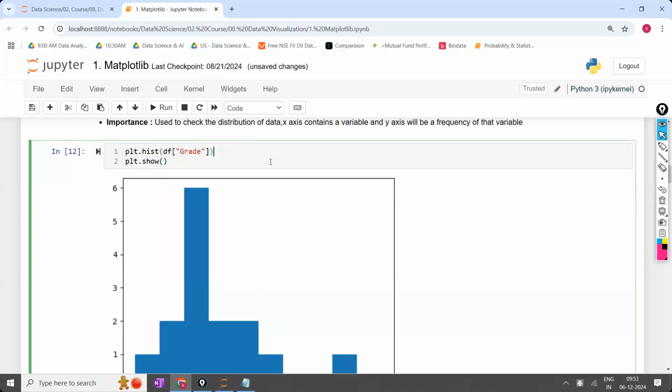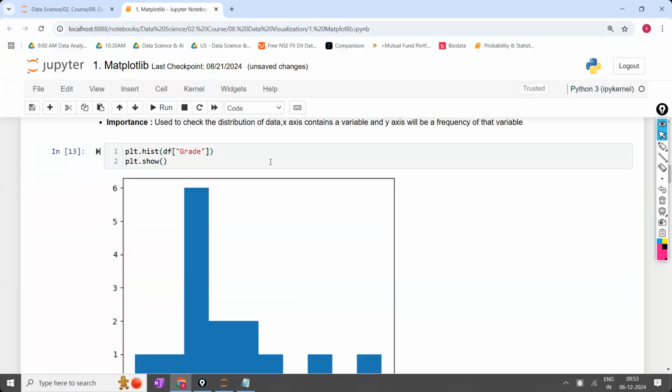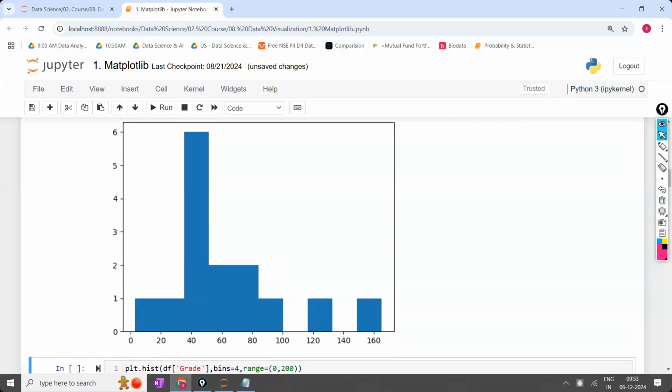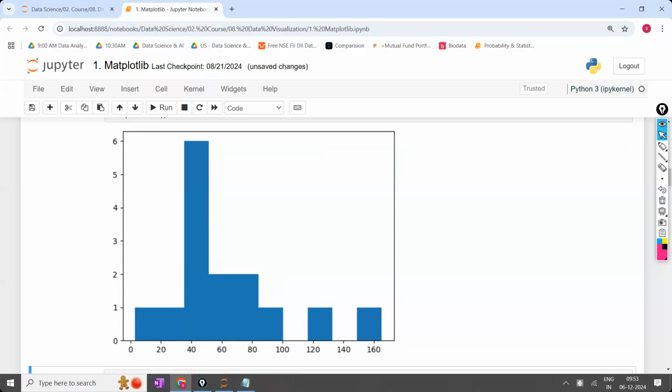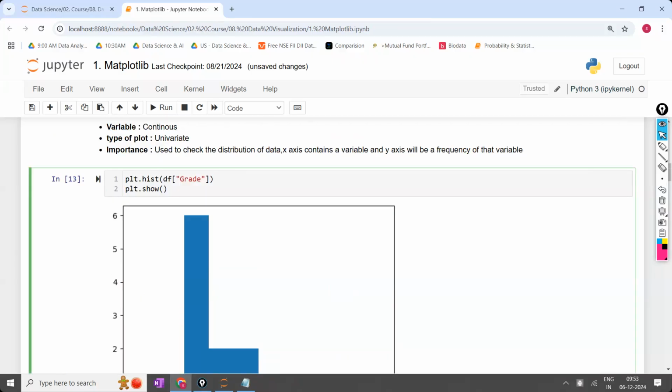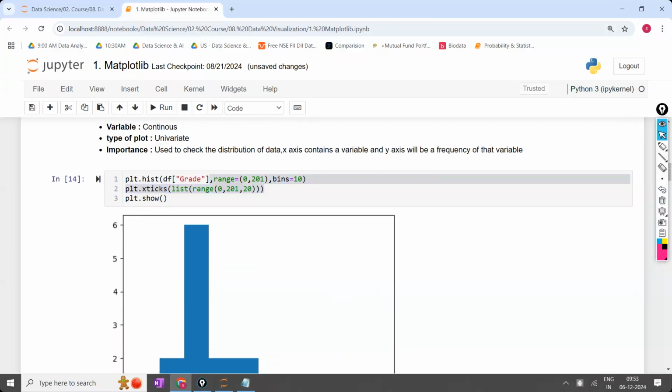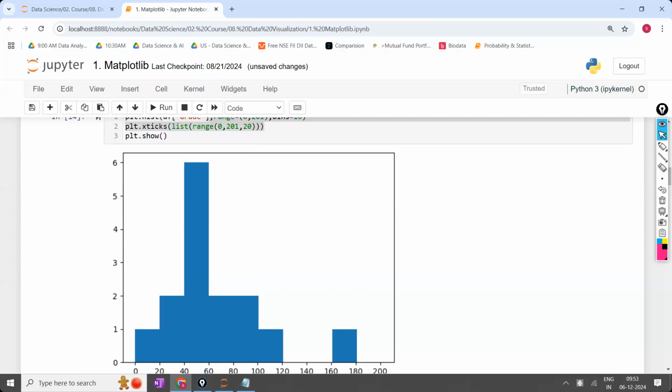Only this is the compulsory argument: for which variable the histogram has to be applied. Only this is important. Remaining, it will take everything: range it will take, bins it will take, ticks it will take, everything are default arguments. If you want as per your requirements, then you are going to customize. Otherwise it will take the default arguments. So you are customizing as per your requirement. This is the requirement. Is the point clear, everyone?